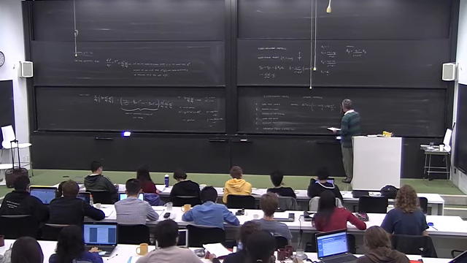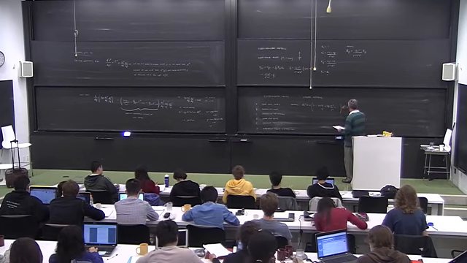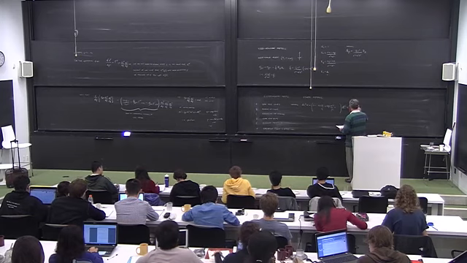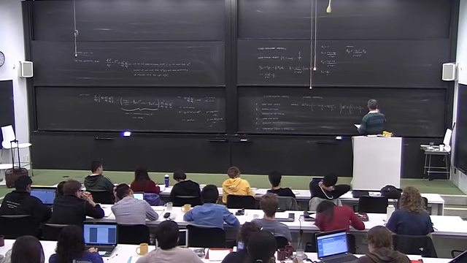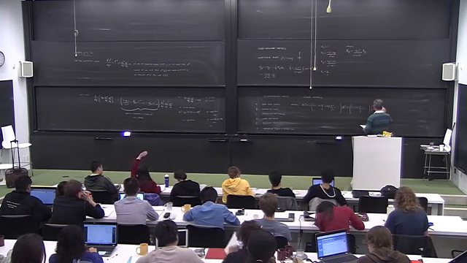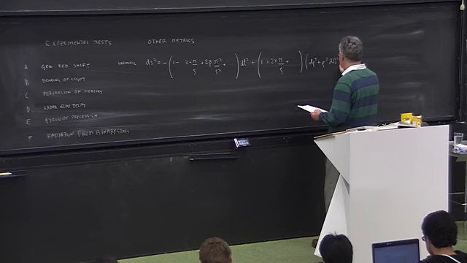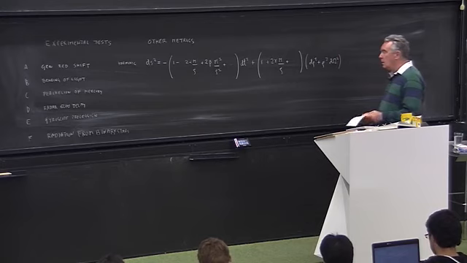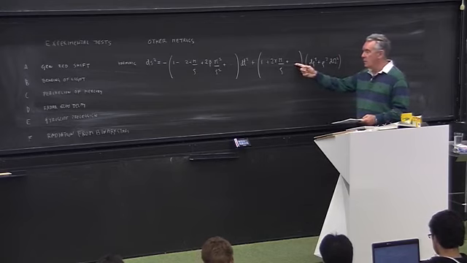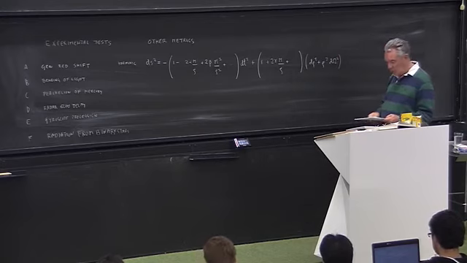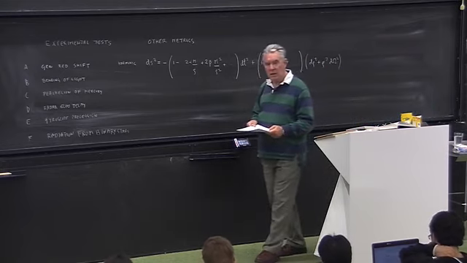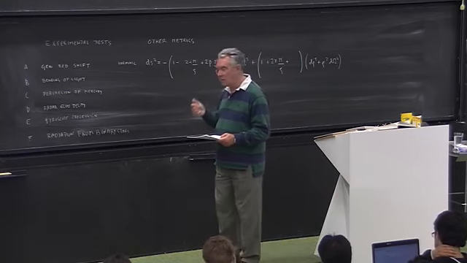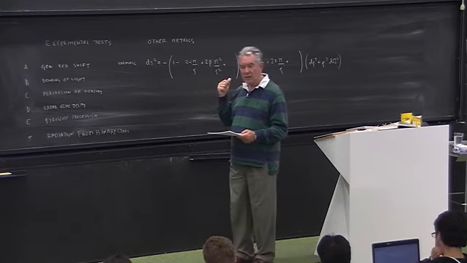dt squared plus 1 plus 2 gamma m over rho plus d rho squared plus rho squared d omega squared. You could put in the next term here, but when it comes to doing the experimental tests, we'll see that that's higher order, and we can neglect it.